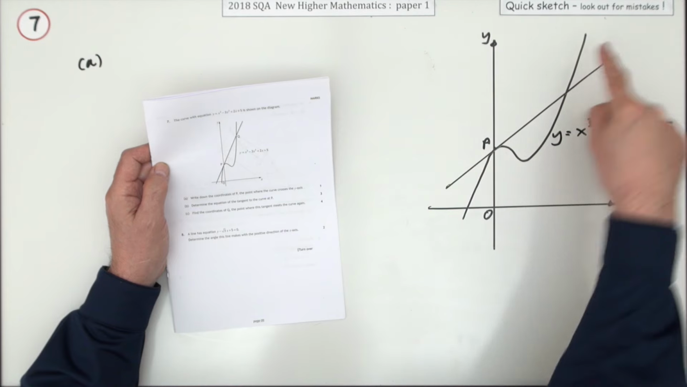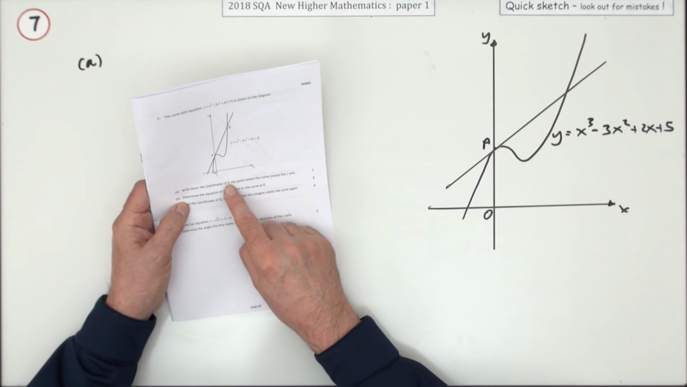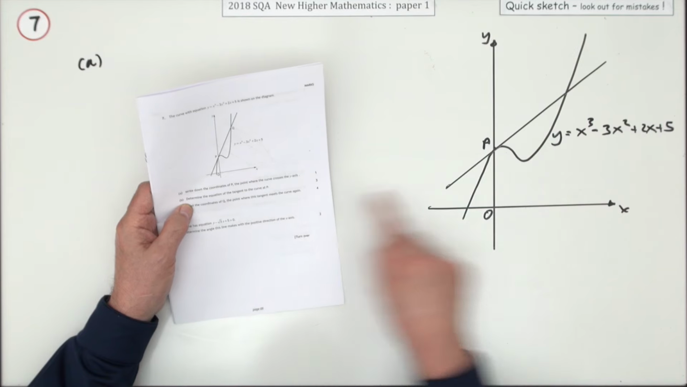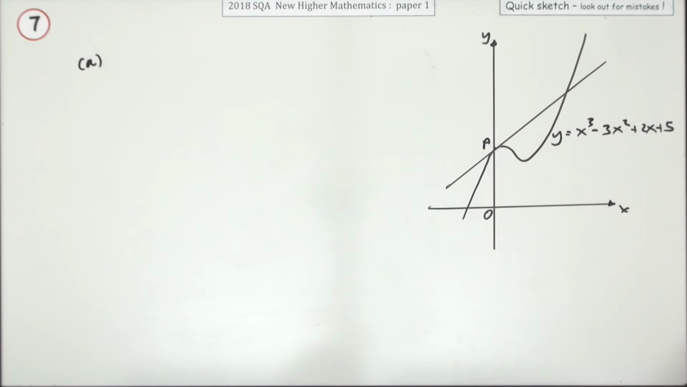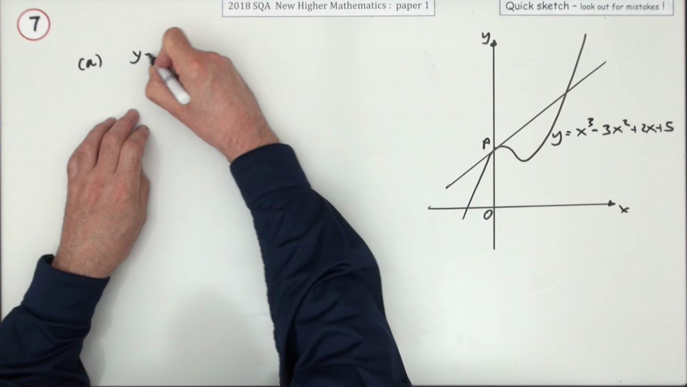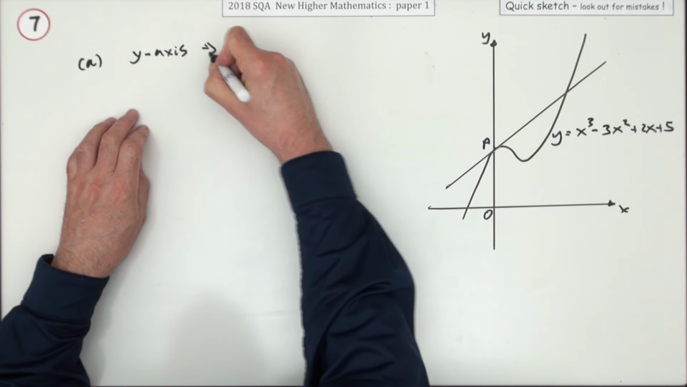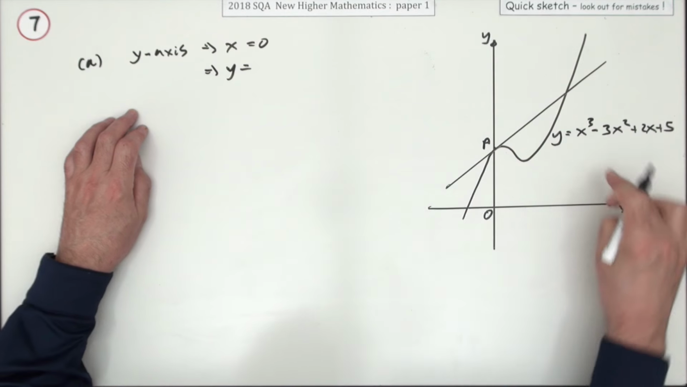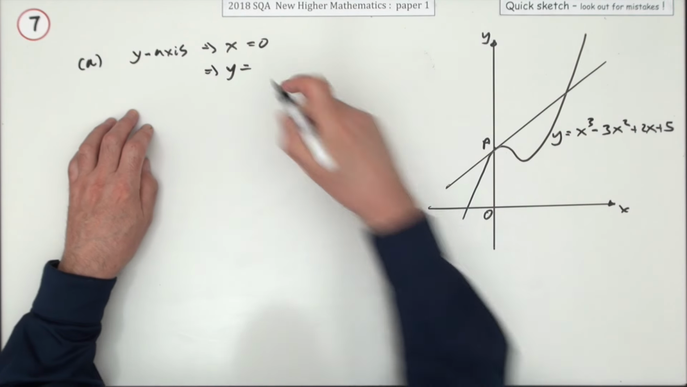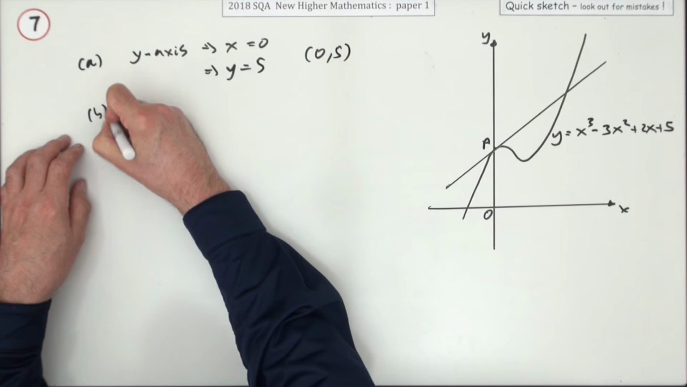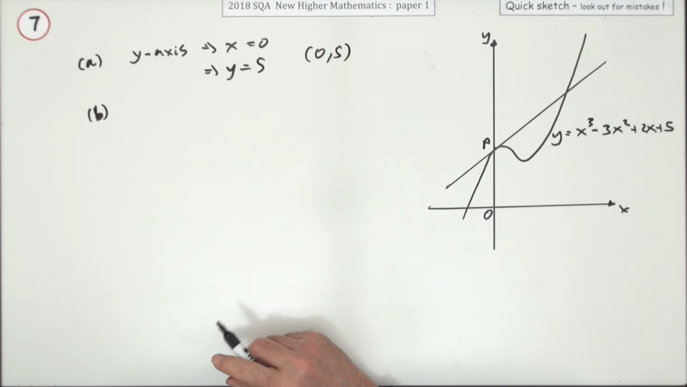It gives you the equation of the curve and it says write down the coordinates of P, so ignoring this line just now, the coordinates of P where this curve crosses the y-axis. It just says write down so you can just state it. But normally you would say this: if you're on the y-axis, that means the x coordinate is 0. And putting x is 0 into that gives the answer 5. So it's the point 0, 5. There's a mark. That was easy enough.